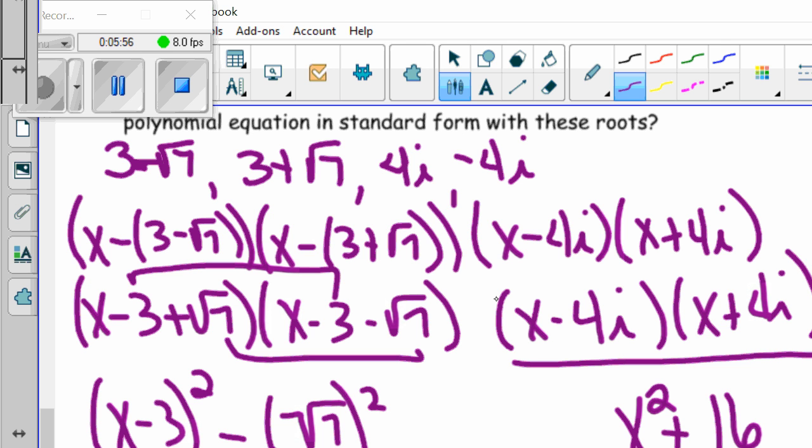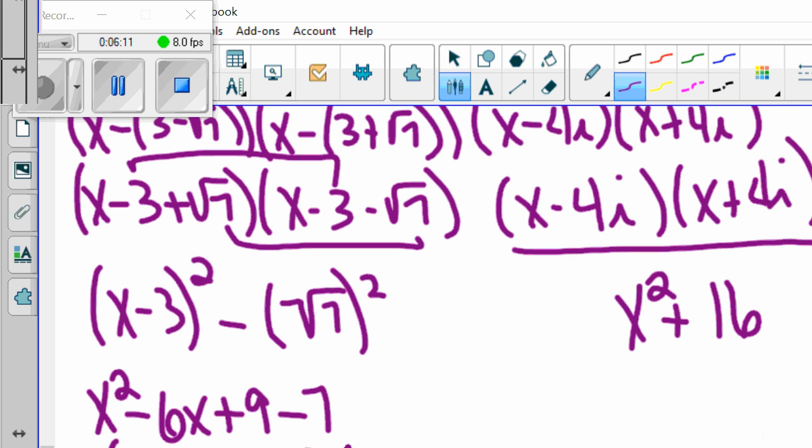I misspoke when I said a difference of squares. It was a sum of squares because I have this i. If it had just been x plus 4 and x minus 4, that would have been a difference of squares. But since it's 4i and a negative 4i, it was a sum of squares. So this came from x squared plus 16. So I know that plus x squared times x squared plus 16.